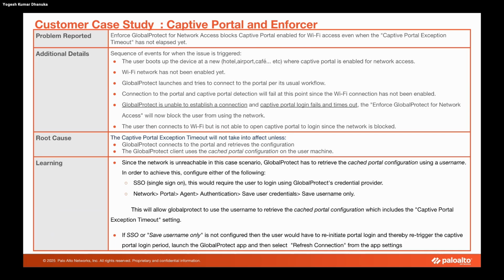So what the GP usually does is use a cached portal config. But in order for that to be done, it needs a username. It could be the last connected username. So for that, either SSO should be on, or if you're using SAML and SSO is not on, then save username should at least have been enabled so that the GP has the last username, and because of the username, it can use the cached config. From that cached config, it can identify that there is a captive portal exception timeout setting, say for 10 minutes. Because of that, it can give 10 minutes to the user to authenticate themselves with the captive portal.